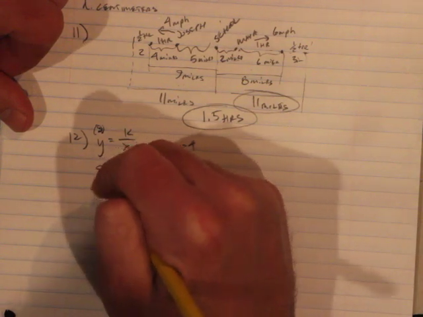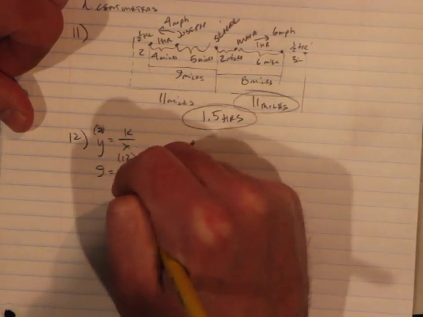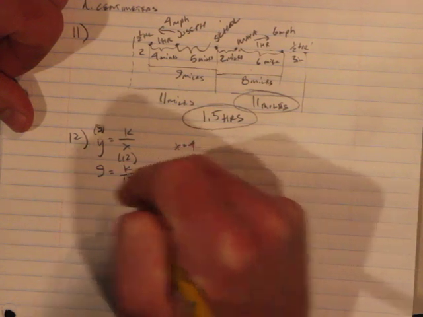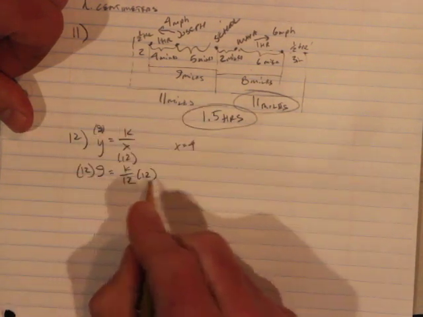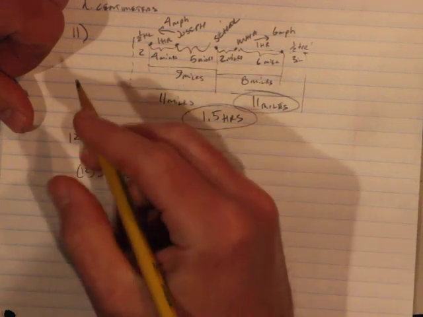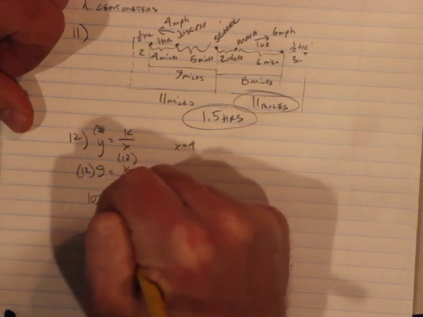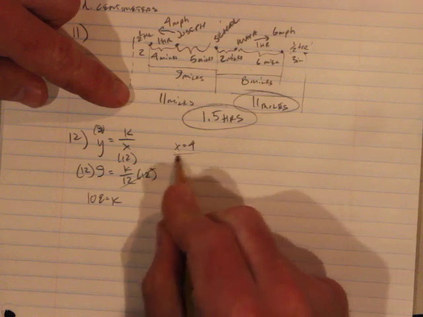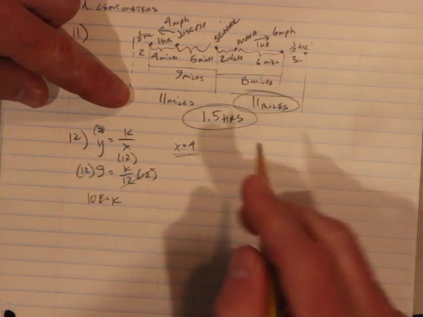Now I've got 9 equals k over 12, multiply both sides by 12 in order to find out what k is. 9 times 12 is 108, right? Yep. So that means k is 108. Now I need to find out what y is when x is 4.